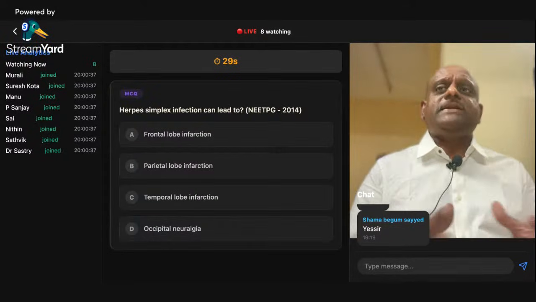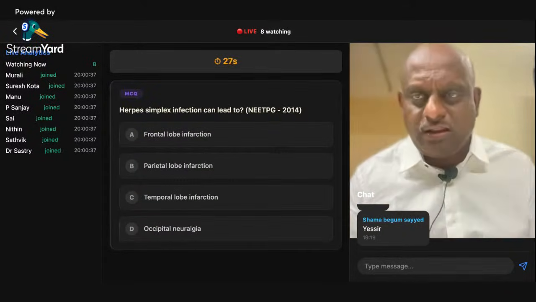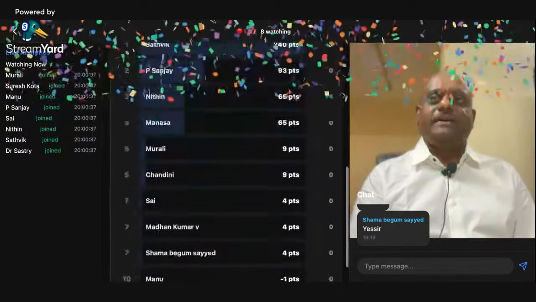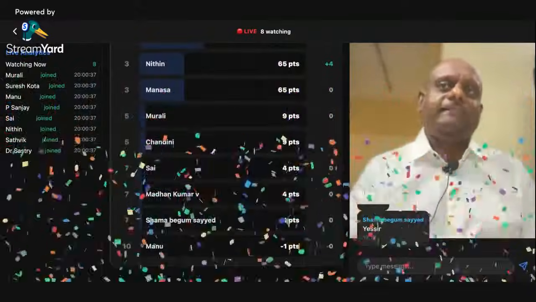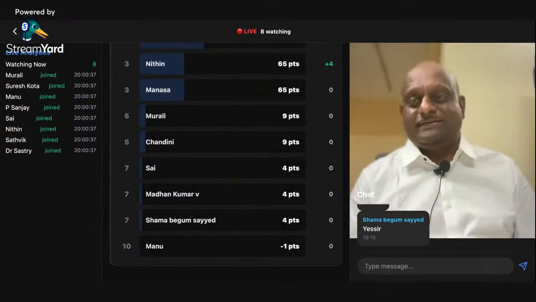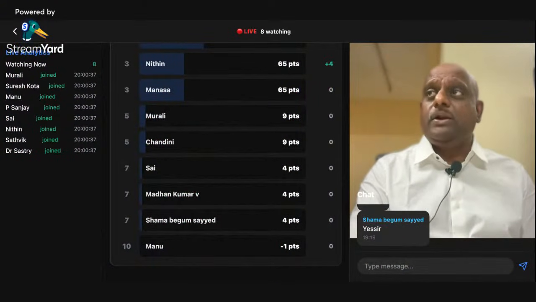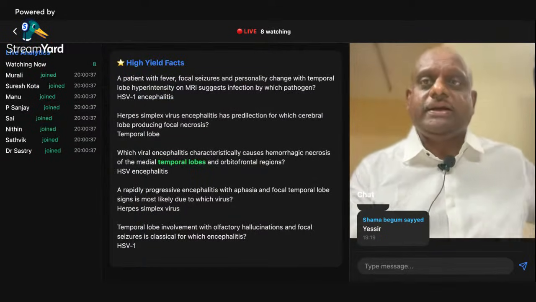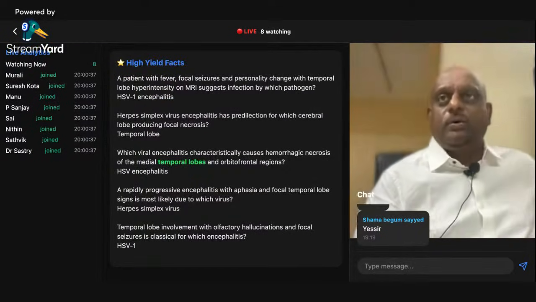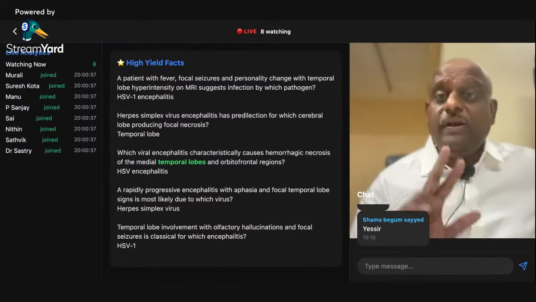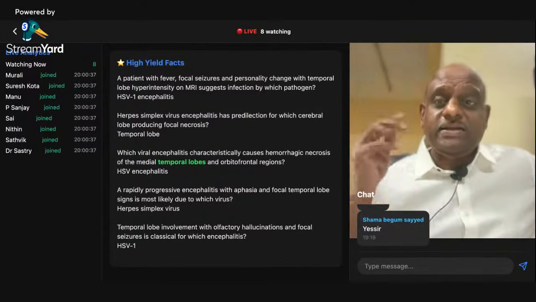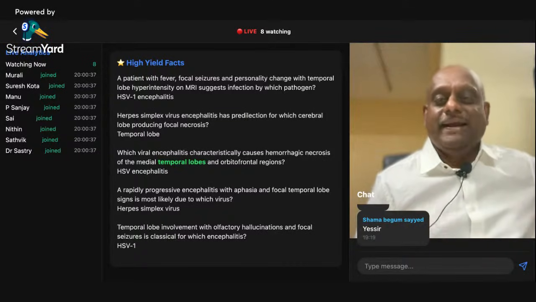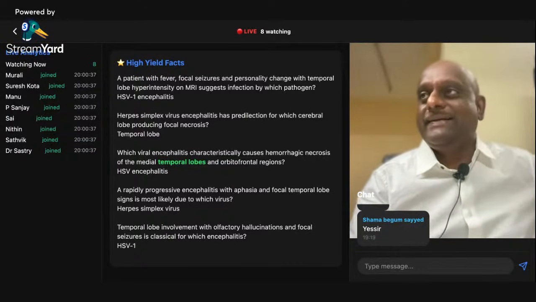Now, herpes simplex infection typically involves, oh, this is an easy question, we already finished it. Keep punching answers quickly. Temporal lobe. Typically, temporal lobes will suffer from hemorrhagic infection. Hemorrhagic encephalitis is what we need to remember. It is the HSV1 that leads to encephalitis. HSV2 is below the belt. HSV1 above the belt. Right?